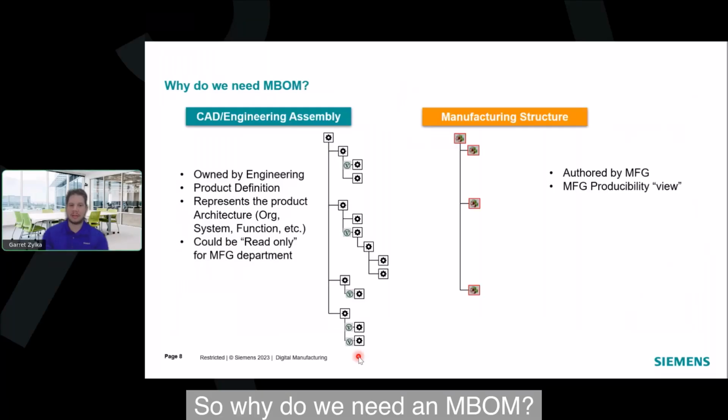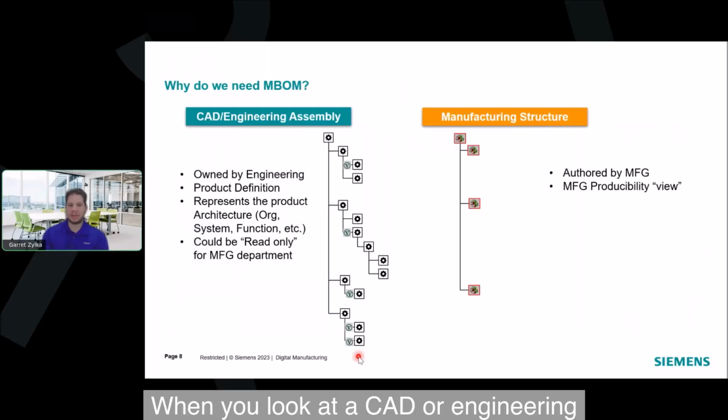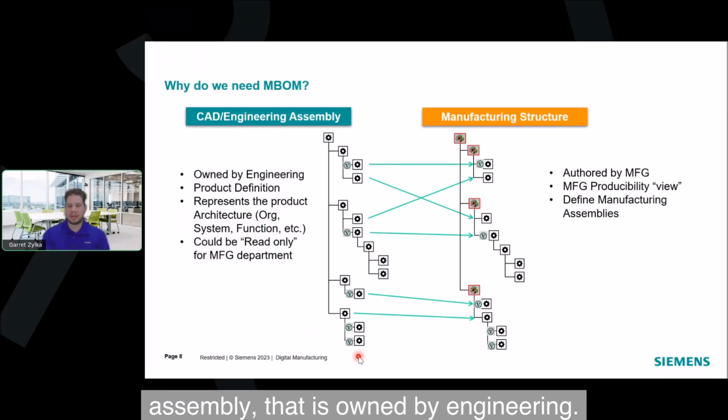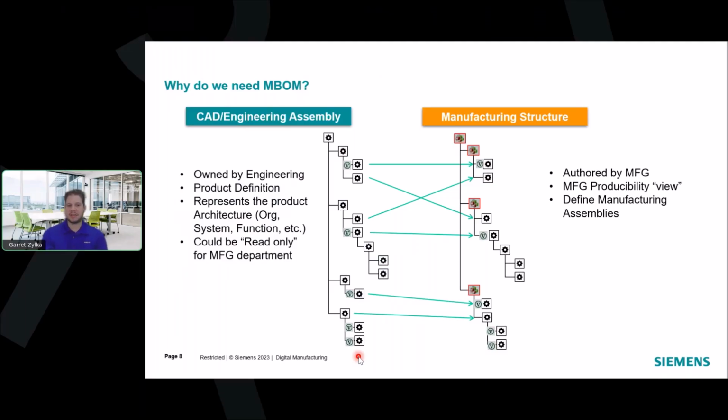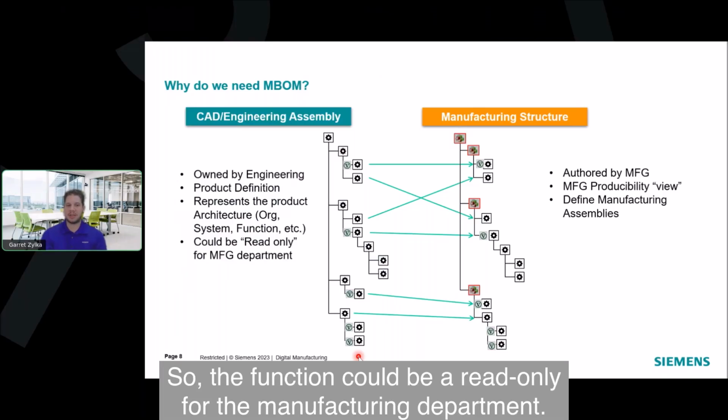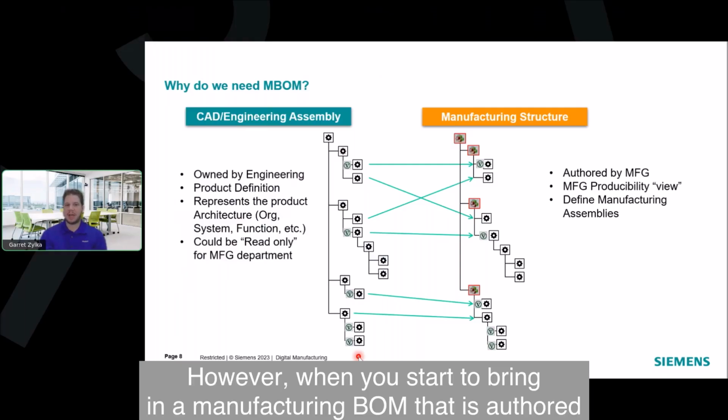So why do we need an MBOM? When you look at a CAD or engineering assembly, that is owned by engineering. It has the product definition. It represents the product architecture. So the function could be read-only for the manufacturing department.